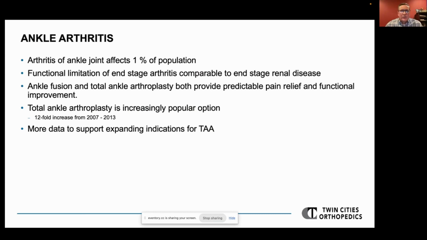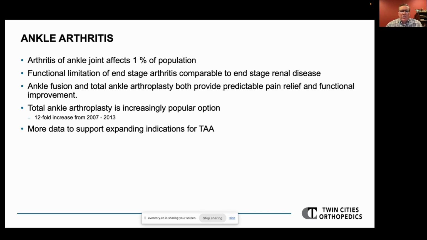So those of us who take care of this condition know it's debilitating, and patients with end-stage ankle arthritis are really quite limited in their ability to live a normal life. And we really have a great opportunity to help alleviate some of those symptoms and improve patients' quality of life. I tell patients all the time, ankle arthroplasty is one of my favorite operations to do because it really can affect a meaningful change in people's lives.